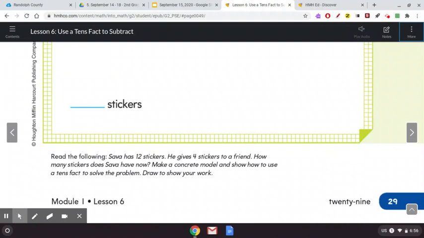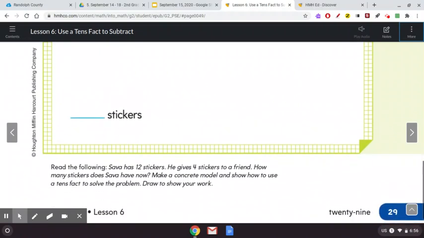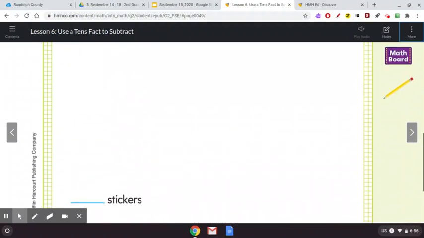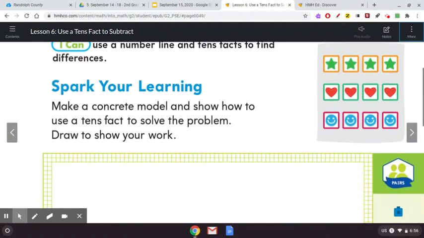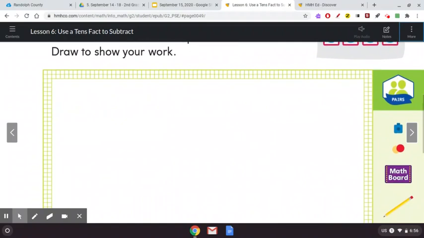You're going to make a concrete model and show how to use a tens fact to solve the problem. Draw to show your work. So here is the tens fact that I would use. So Seva has 12 stickers. Okay, so what I'm going to do next is I'm going to show my concrete model. So is 12 close to 10? Yes, so 12 is close to 10.